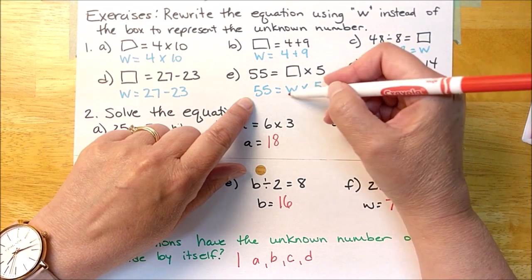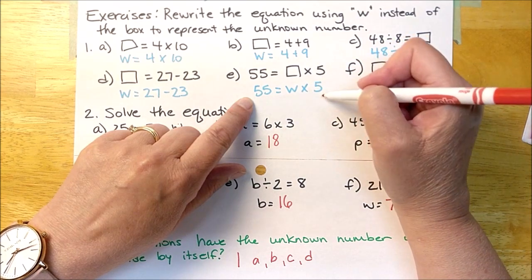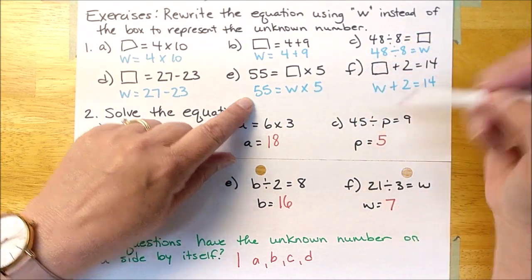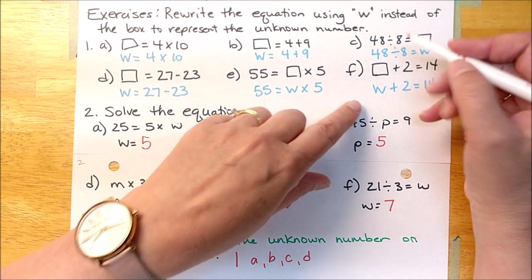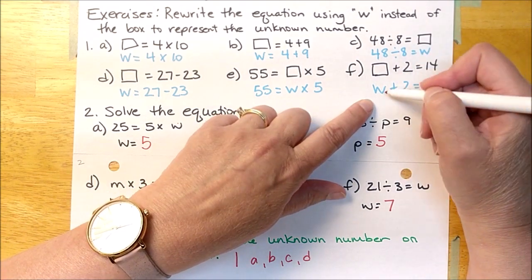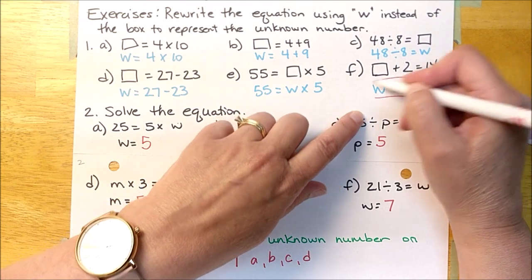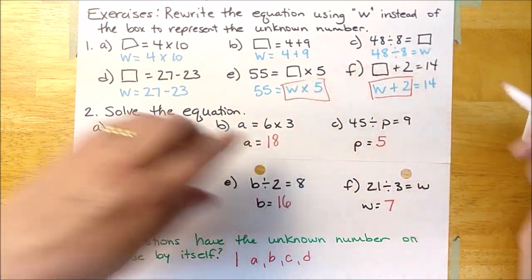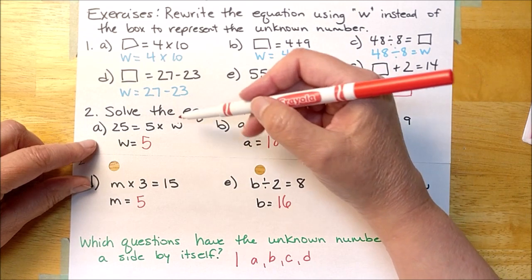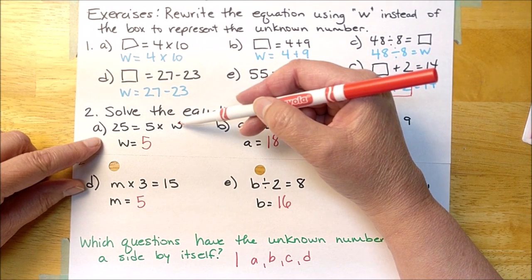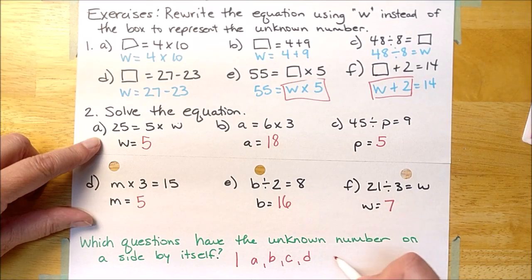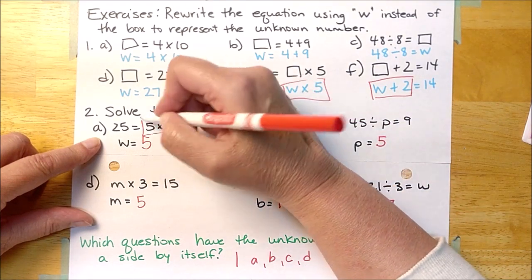No, that W is on the side with the 5. He's not by himself, so we cannot say he has the unknown number by itself. What about F? No, it's on the side with the 2 here. So that is not on a side by itself. What about 2A? Is that W on a side by itself? No, it is not. It's over here with the 5.